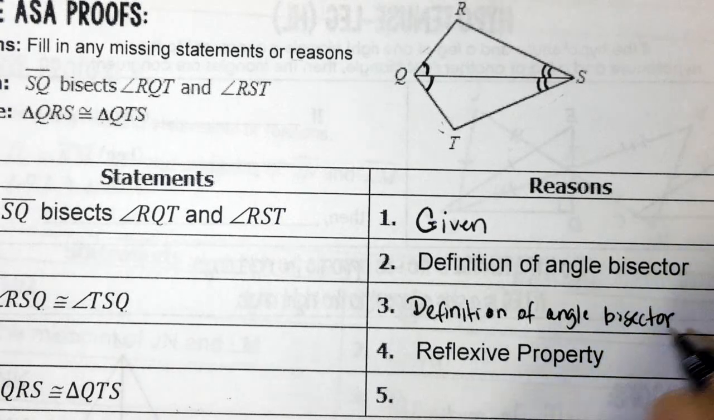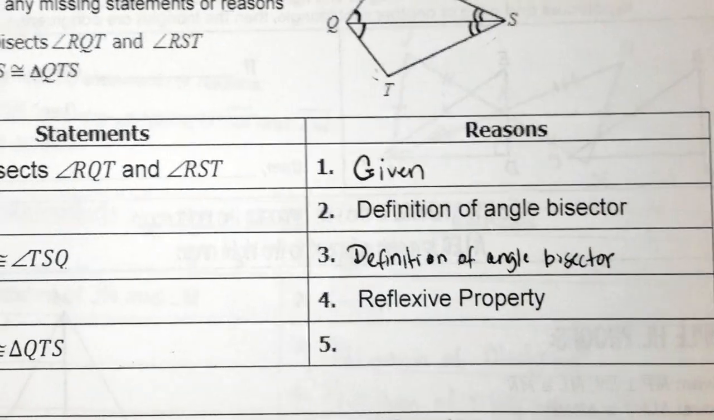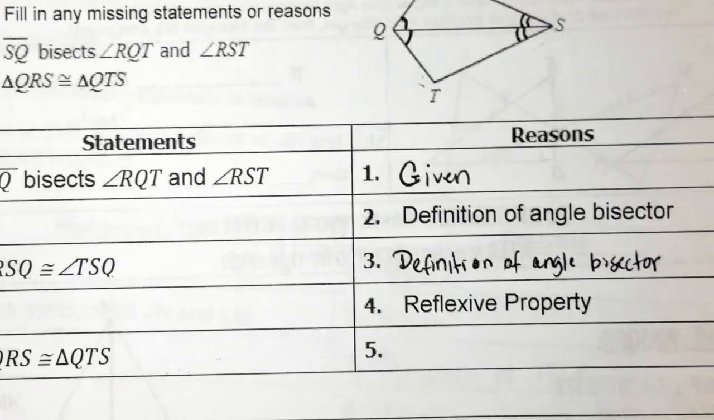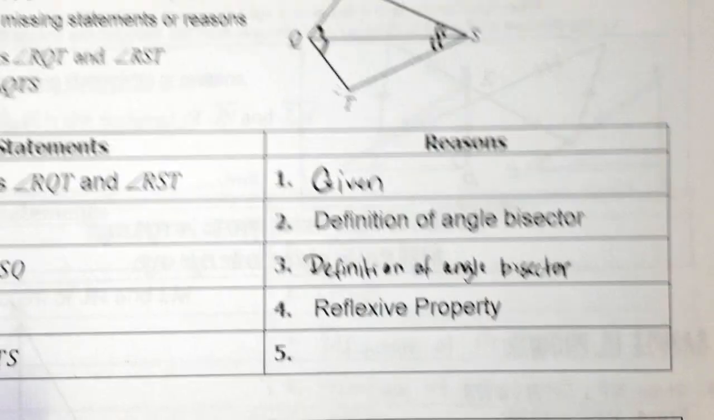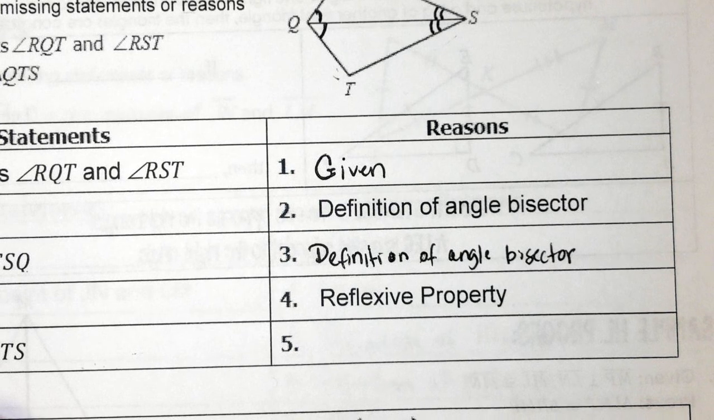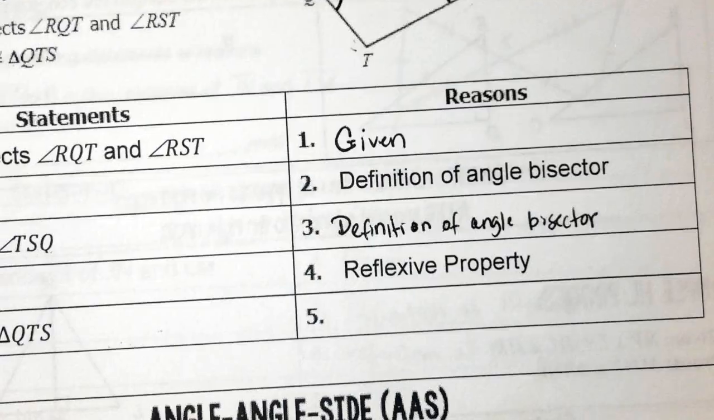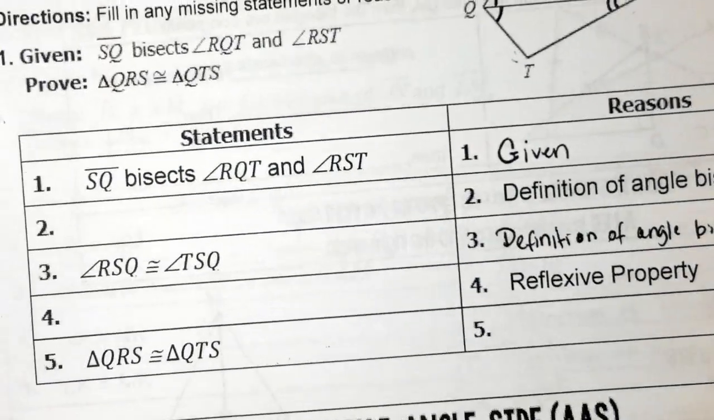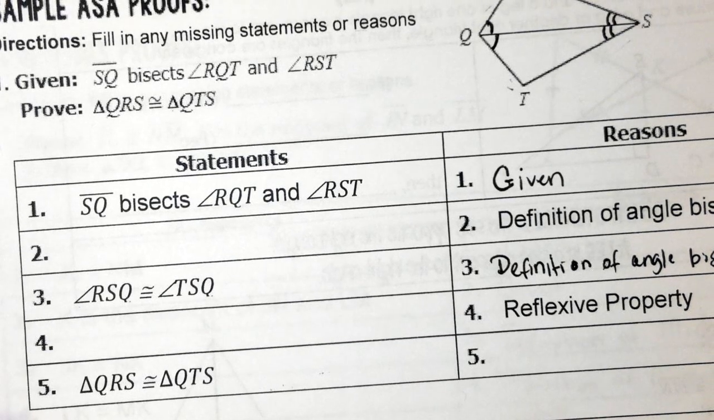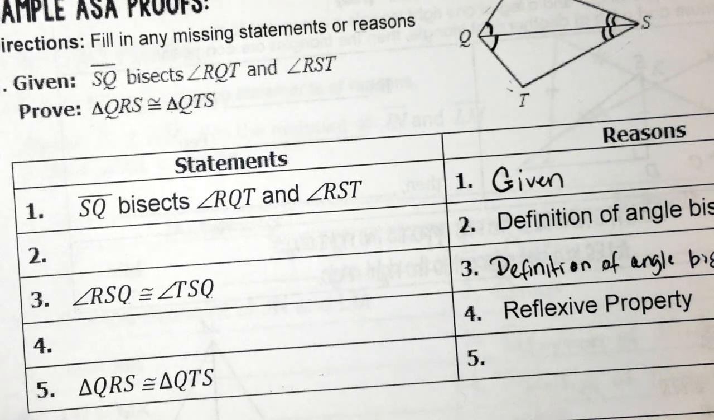So now that we answered line 3, I go back up. Let's try line 2 again. Line 2, the reason is definition of an angle bisector, the same thing we got on line 3. What's missing in our statement on line 2? I want somebody else besides Amani. I feel like she's the only one that's working with me right now. Aiden, let's go.